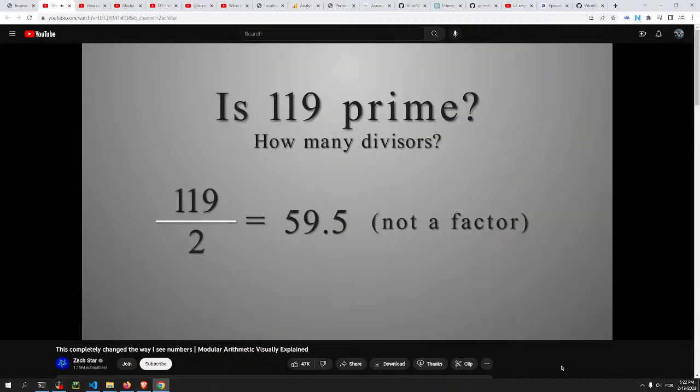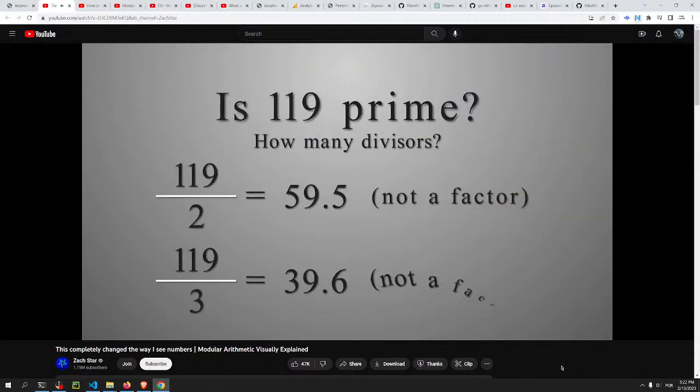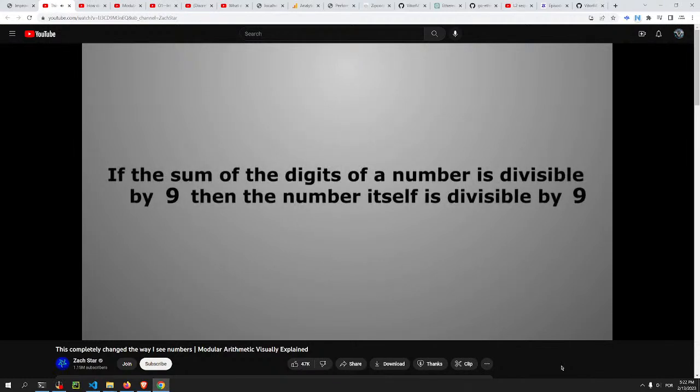Now earlier in the video I talked about dividing a number by 3, and as I'm sure many of you know, when it comes to 9 and 3, divisibility is actually really easy due to a certain rule. The rule is if the sum of the digits of a number is divisible by 9, then the number itself is divisible by 9, and the same goes with 3.